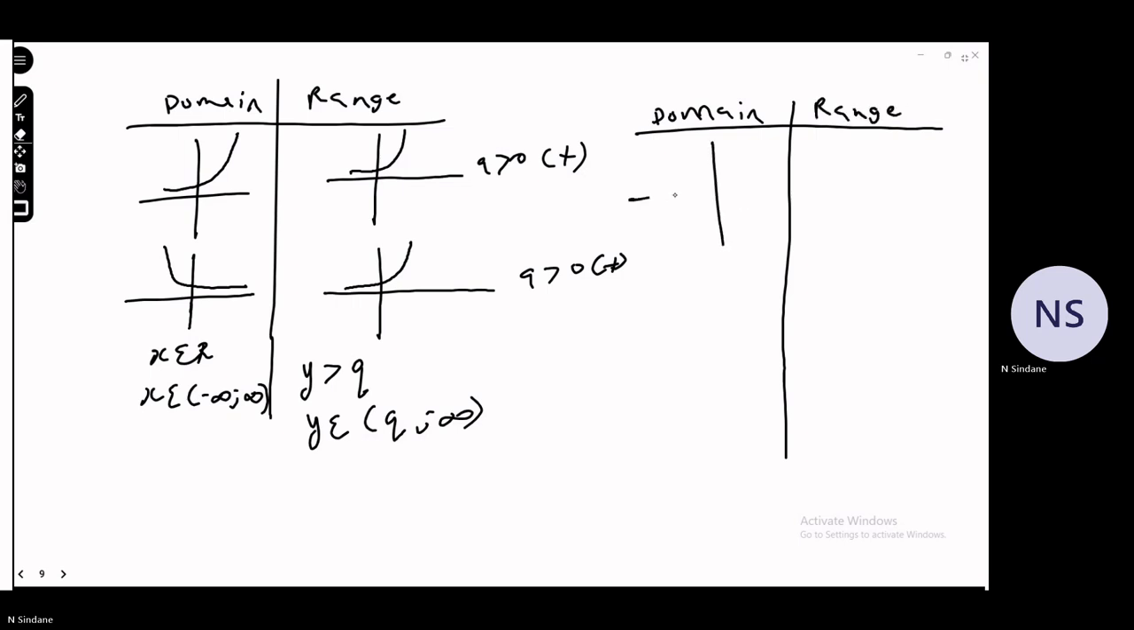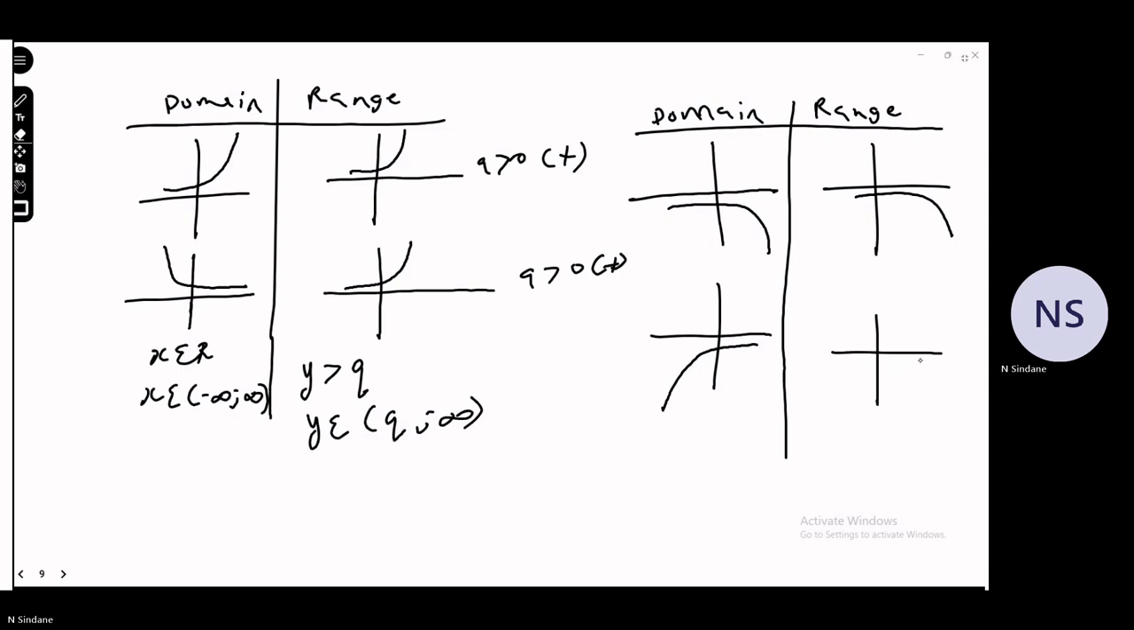So the domain and range of these graphs. Let's say you have a graph that looks like this, and you have a graph that looks like this. Okay, here, simple: x is the element of real numbers. X, the element from negative infinity up to positive infinity. Right? Because it exists both in the negative x and positive x.